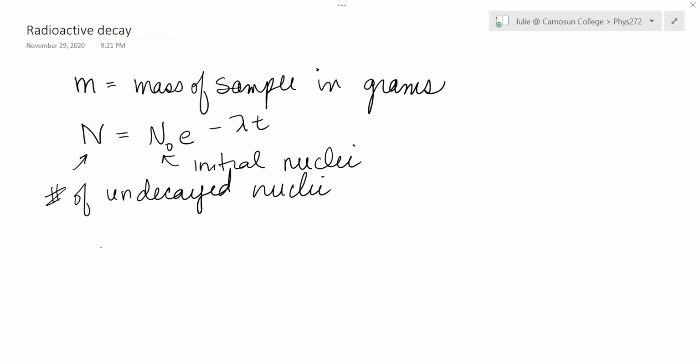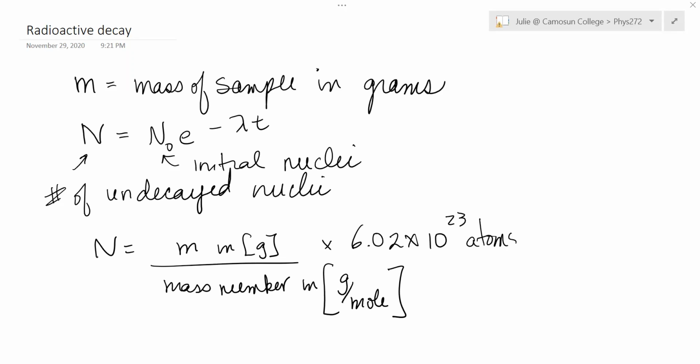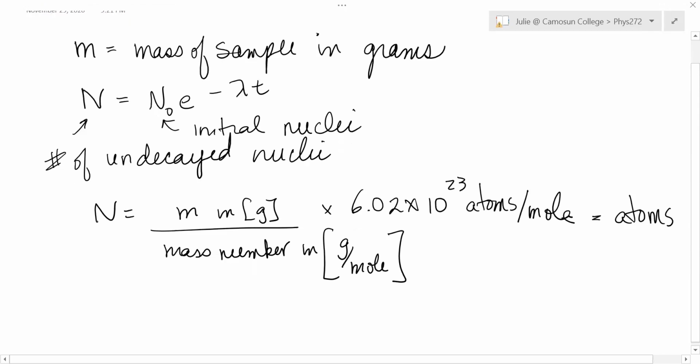Okay, so to get N, what you do is you take the mass in grams, you divide by the mass number, and that's usually in grams per mole. And then you multiply by Avogadro's number, 6.02 times 10 to the 23rd atoms per mole. And what you're going to come up with is atoms, which is what you need, which is the same as the number of nuclei, because one nucleus per atom.